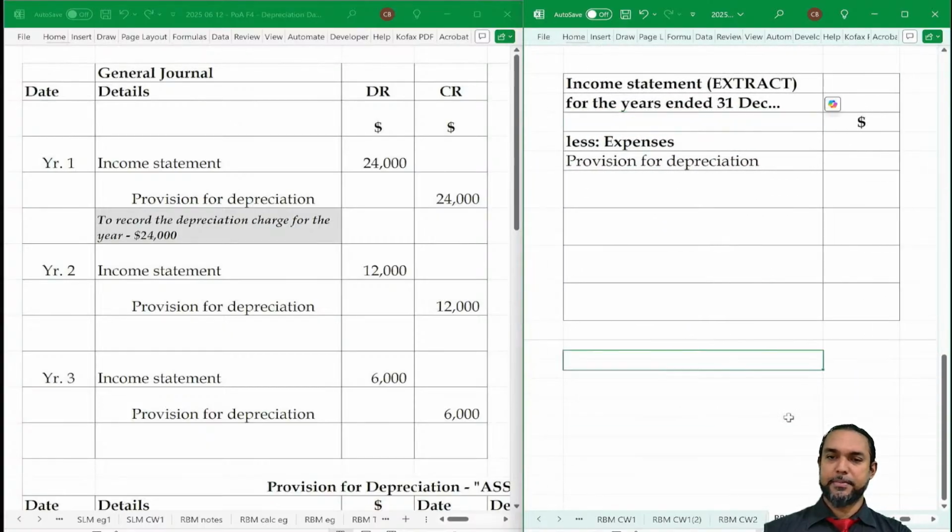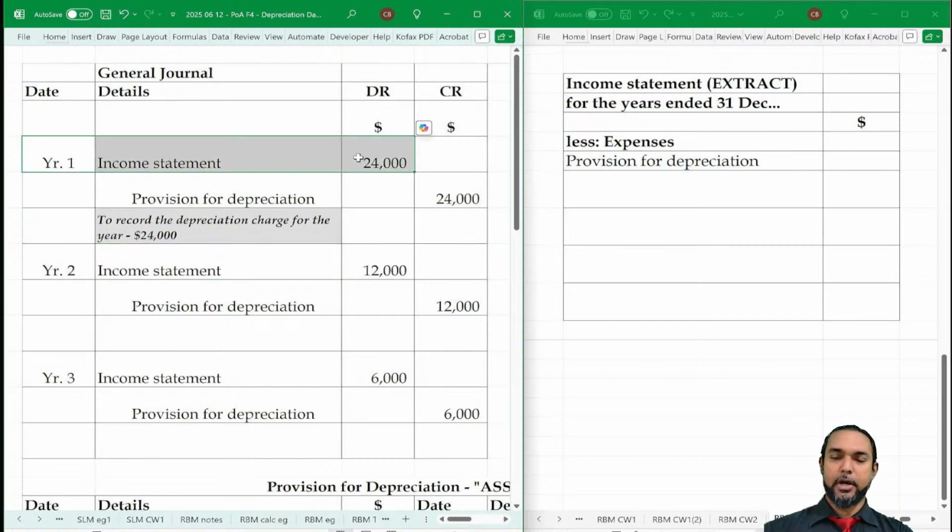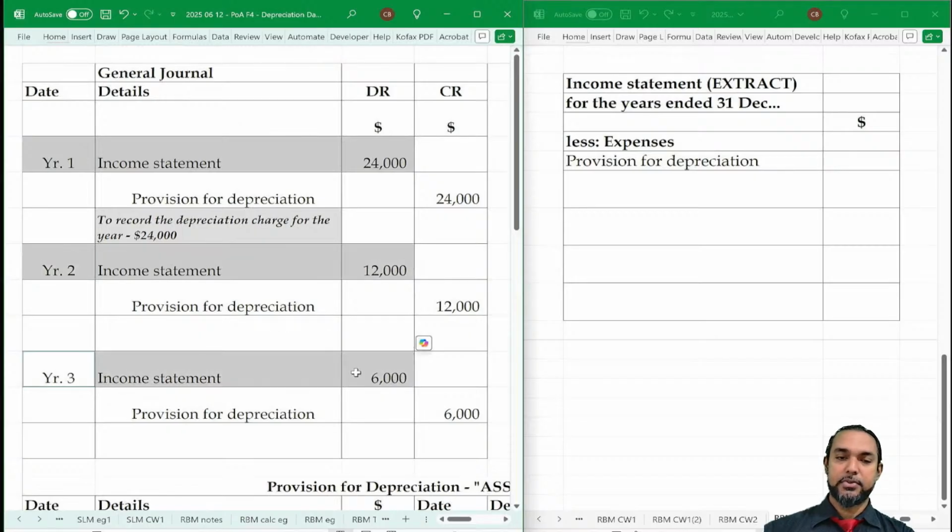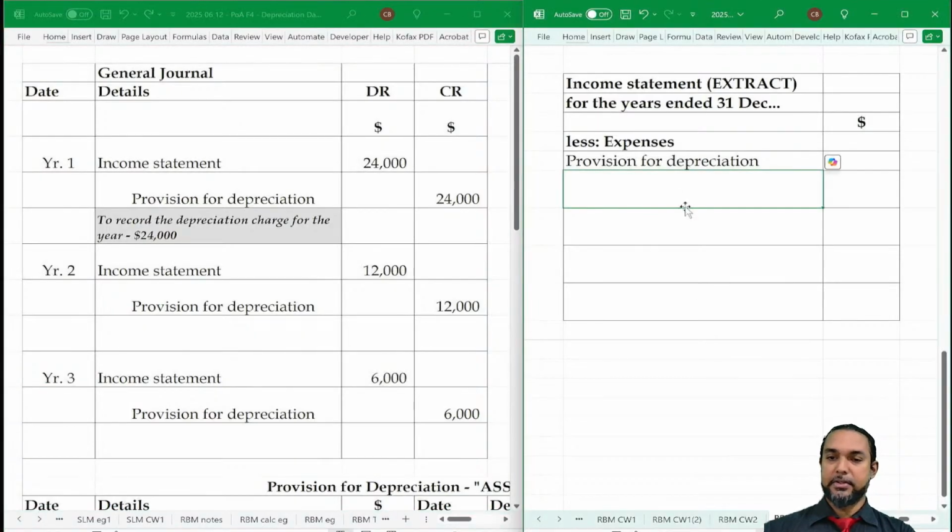Right. So for the income statement extract: less expenses, provision for depreciation. We just have 3 years' worth. So I went back to the general journal because you could use that to populate the income statement extract. What we need is the items to go in the income statement. In year one, we have 24,000. In year two, we have 12, and in year three, we have 6. So you put year one, 24,000. Now, what I want you to do is just finish off. You put year 2 and 12, and year 3 and 6.